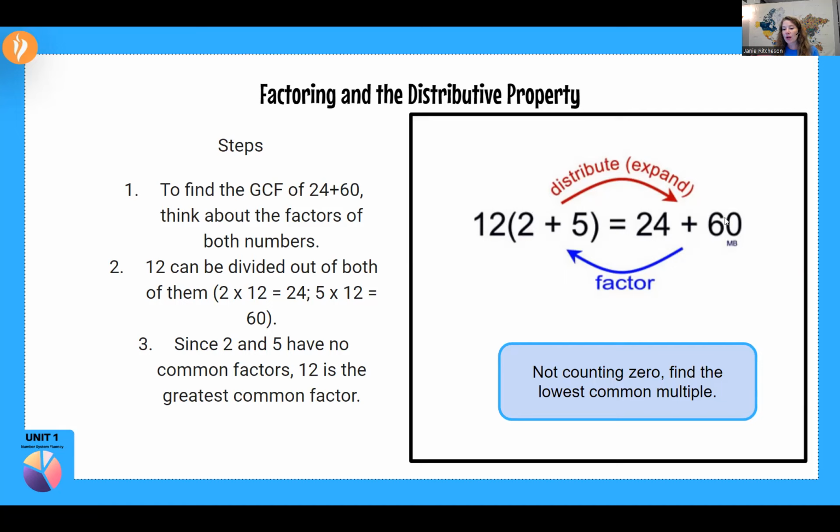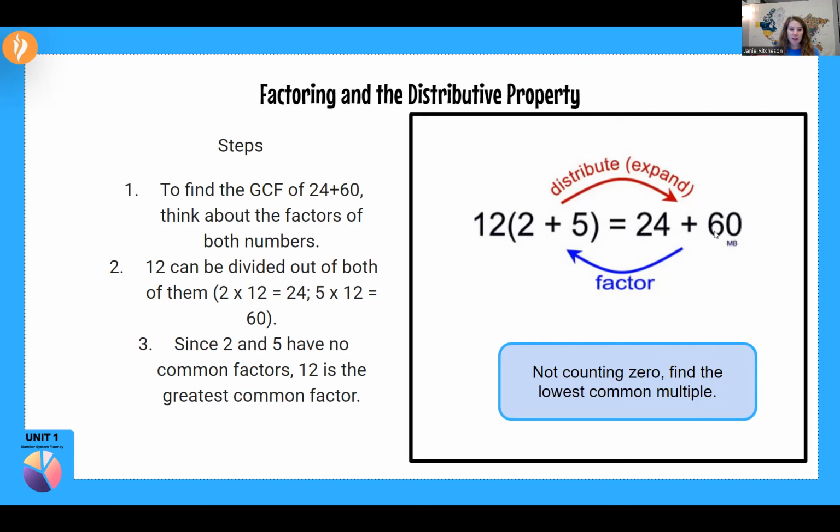You pull out a 12 from both of these numbers, and then you think, okay, so if I divide 24 by 12, what do I get? I get a 2. If I divide 60 by 12, what do I get? 5. Okay, so these two expressions are equal to each other. So if I wanted to double check that my factoring is correct, I would simply distribute the 12 to both digits in the parentheses. 12 times 2 is 24, and 12 times 5 is 60.